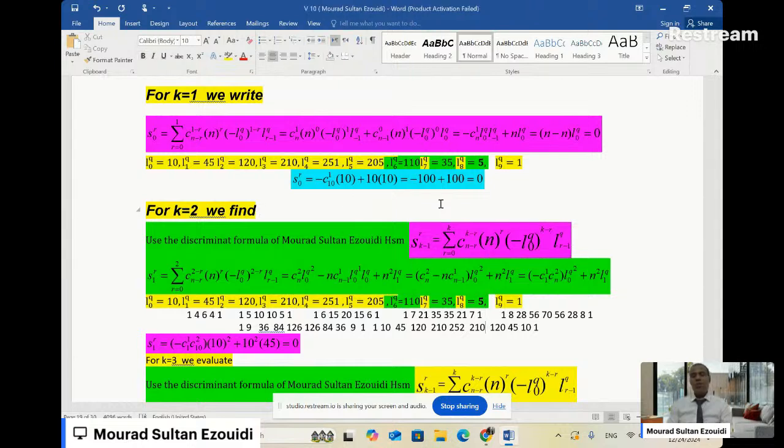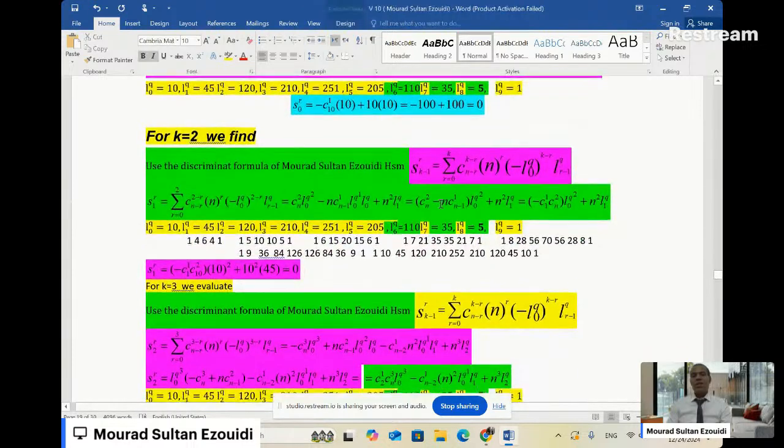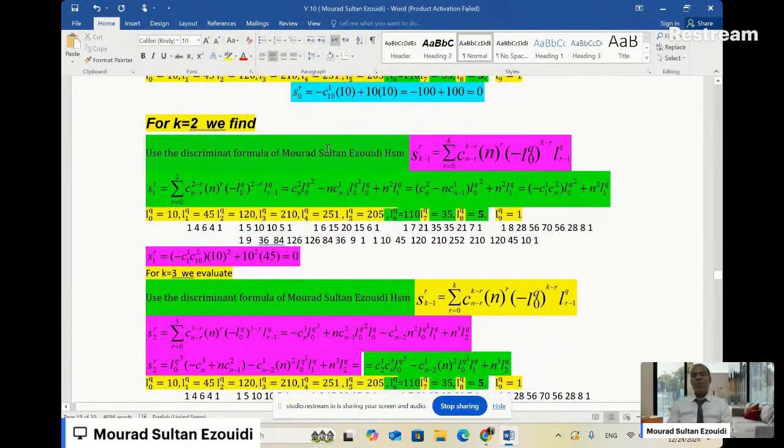Now, my kids, we are going to focus on S1. To find S1, go back to the discriminant formula of Mourad Ezouidi, which is S subscript k minus 1 for the r, equal to the sum from 0 to k of combination n minus r choose k minus r, and L raised to the power r of order q k raised to the power k minus r times r minus 1.